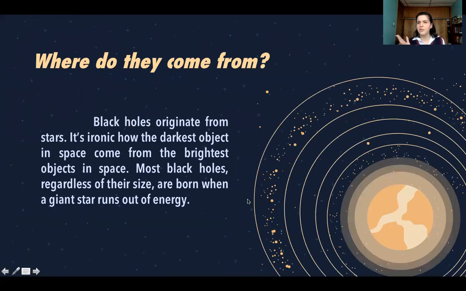So where do they come from? They did not just pop in the middle of space. Black holes originate from stars. Okay, it's ironic how the darkest object in space comes from the brightest objects in space. Most black holes, regardless of their size, are born when a giant star runs out of energy.